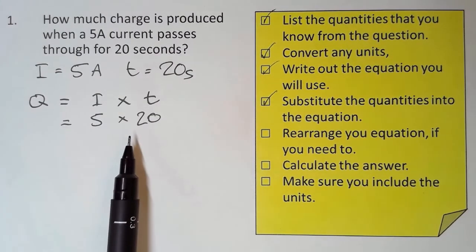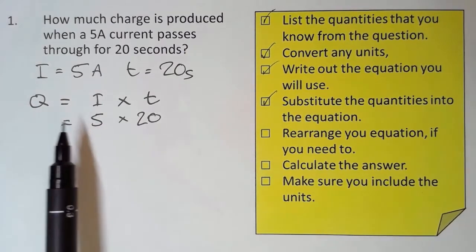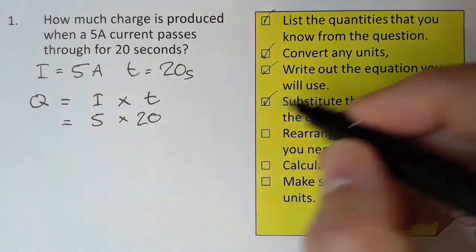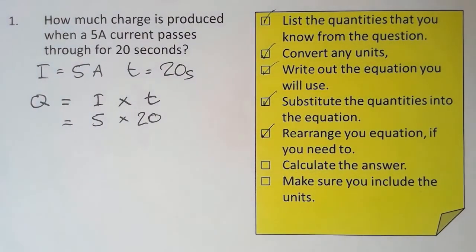Rearrange the equation if needed to. Well, we don't need to. We've got Q equals I times T. We're looking for Q, so we're absolutely fine with that. So we don't need to rearrange the equation on this occasion. And then calculate your answer.